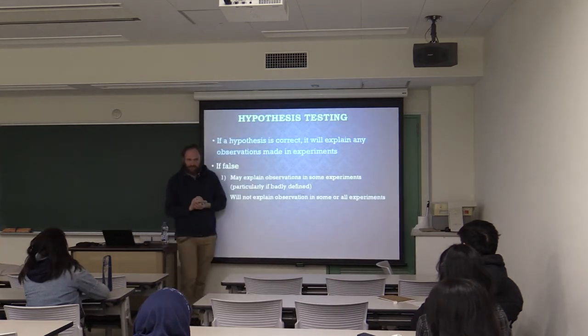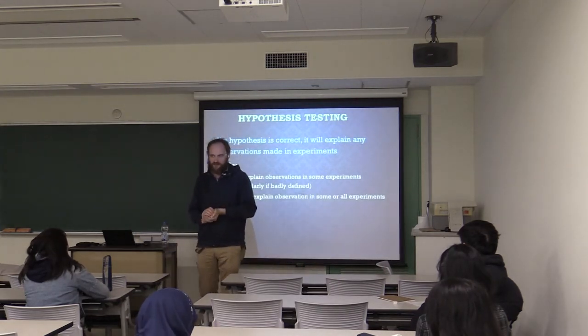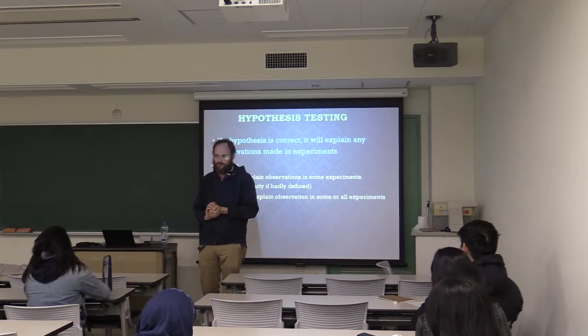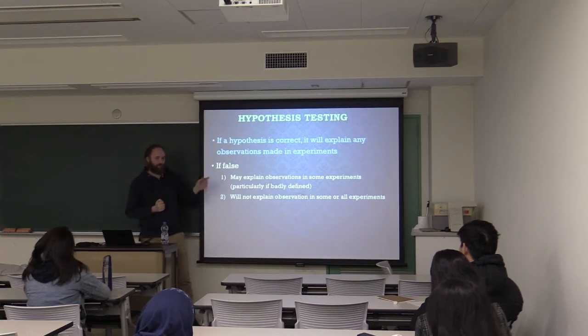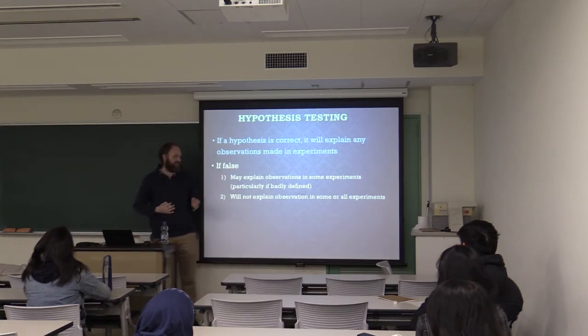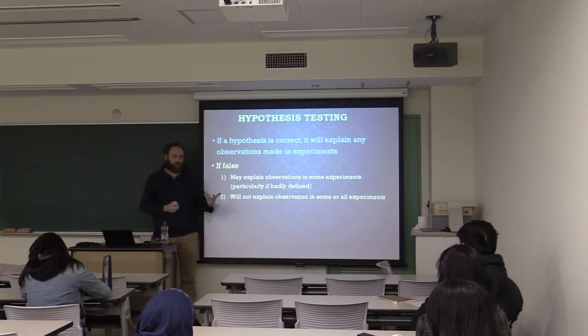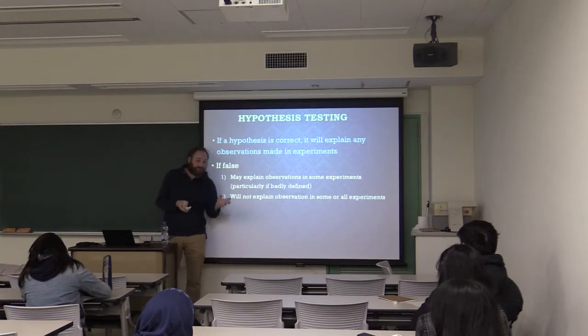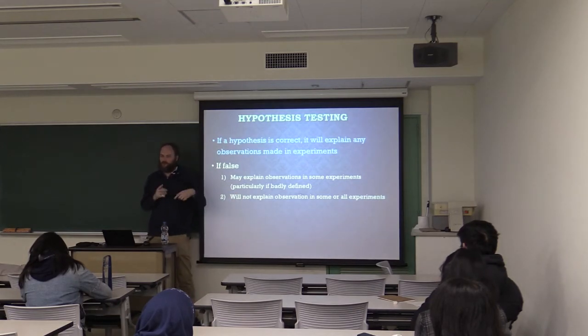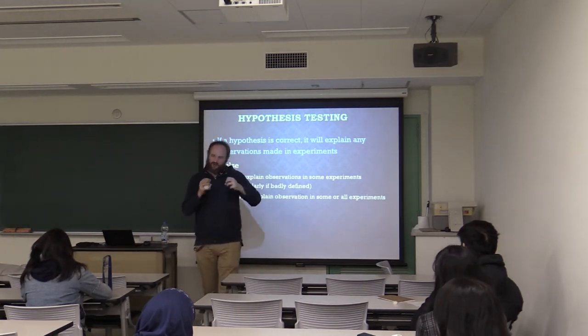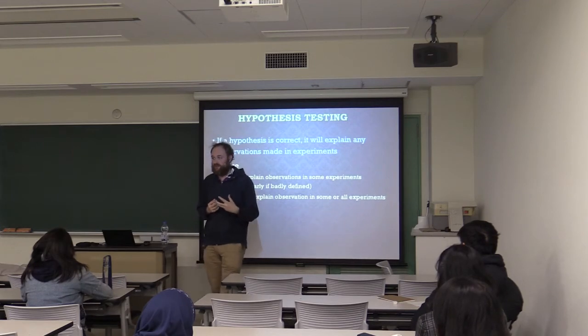But my hypothesis might be wrong. Maybe gravity isn't really true. But if the hypothesis is false, it could still explain the observations in some cases. It could be wrong, because we know that gravity is not really completely true. We know that Einstein's theories have superseded Newton's ideas. So we know that gravity itself is not completely right. We don't fully understand it.